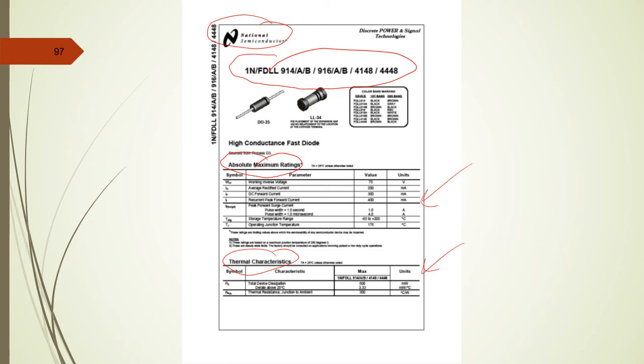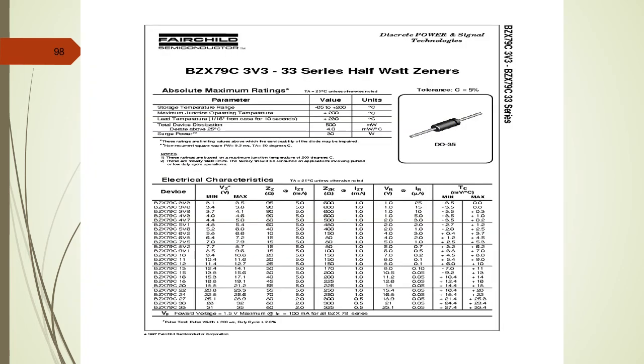You can open an actual datasheet. This is another example of a datasheet. This is the code. This is for the Zener diode. This is the manufacturer, and you have the electrical characteristics here. You can refer according to the type of devices under this code.